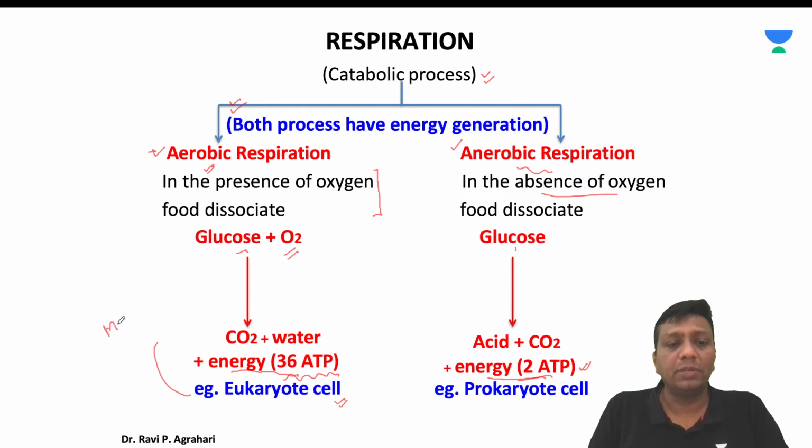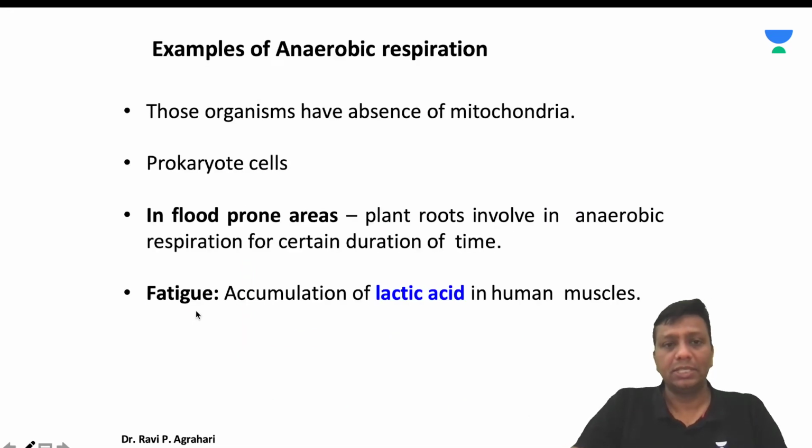The reason for aerobic respiration is that one of the cell organelles is required, called the mitochondria. In anaerobic respiration, mitochondria is not required, and in the prokaryotic cell mitochondria is not there. That is the reason the prokaryotic cell performs anaerobic respiration and the eukaryotic cell performs aerobic respiration. Anaerobic respiration is important for your examinations. In the absence of oxygen, aerobic respiration is not possible.